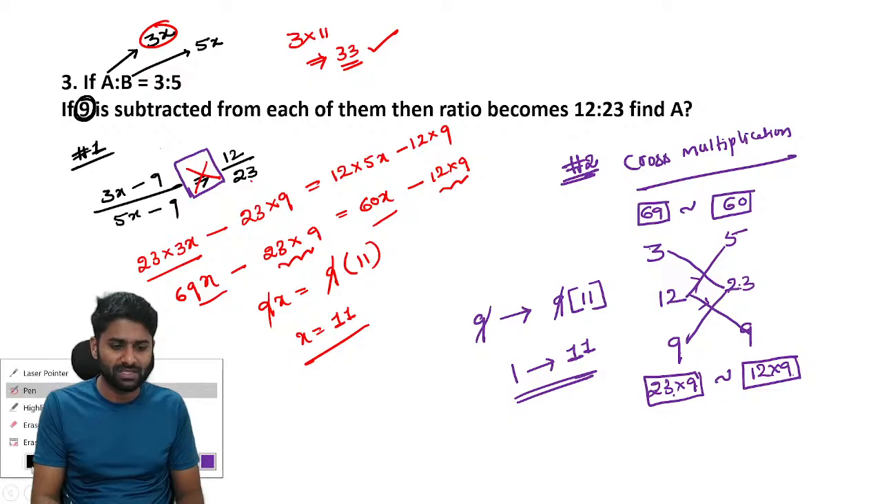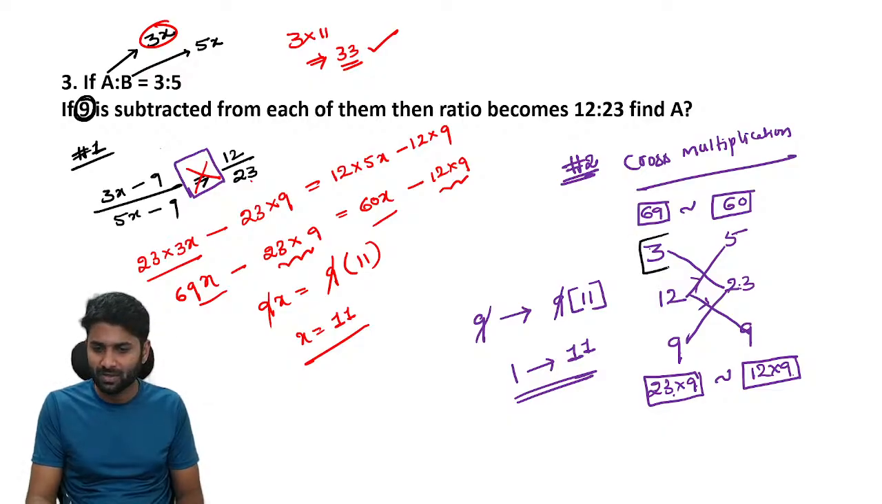Now my question: what is the initial number? 3 units, right? Converted into the number, 3 into 11 is 33.